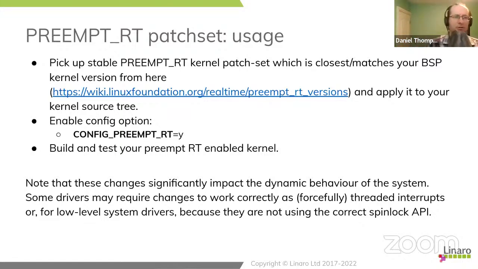If you want to enable preempt RT in your kernel, you pick the stable preempt kernel that most closely matches your BSP. You go to this website and try to hunt down a preempt version that matches the vendor kernel that you've got to work with. Ideally, it's the latest upstream version, but if you don't track that on your boards, you pick the BSP equivalent. Once you have applied that patch to your source tree, you can enable the config option, CONFIG_PREEMPT_RT, and you now have a preempt RT enabled kernel, except for the possible driver bugs that may result.